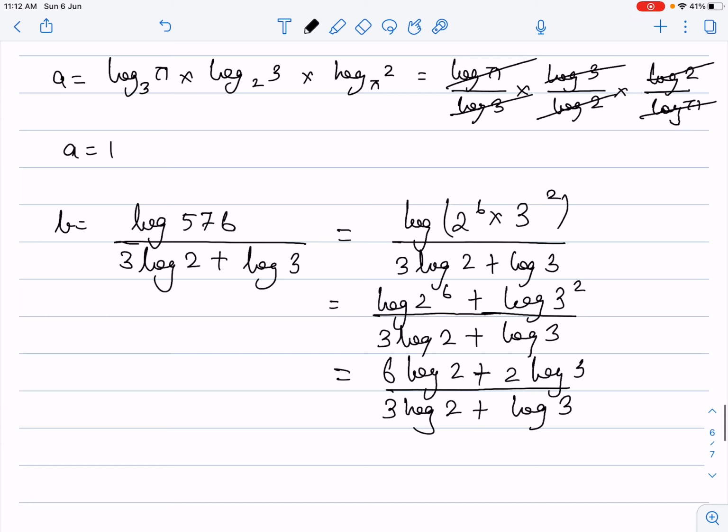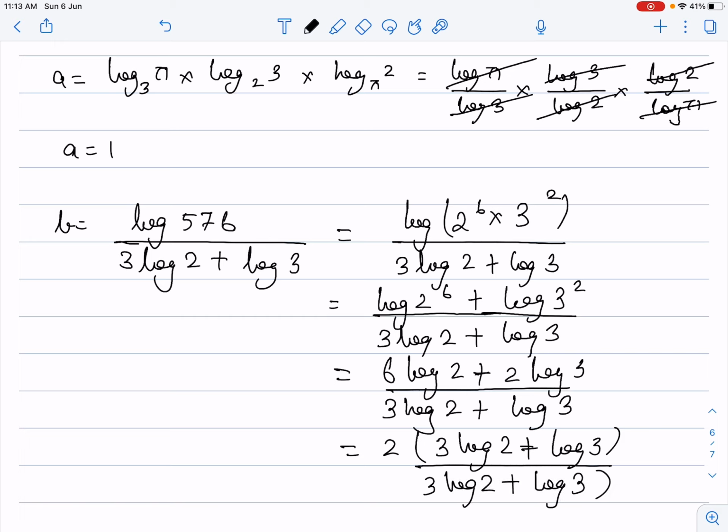Now what can be taken common by me? 2 can be taken common from the numerator. So we'll get 2 times (3 log 2 plus log 3) whole divided by 3 log 2 plus log 3. So guys, 3 log 2 plus log 3 and 3 log 2 plus log 3 will be getting cancelled. So we'll get the value of b as 2 over here. We got the value of b as 2, we got the value of a as 1.